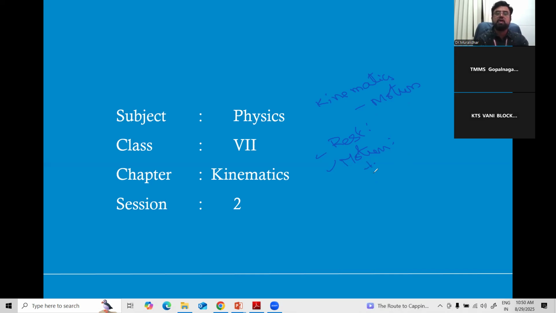Then we saw there are various types of motions, like translatory motion, rotatory motion, vibratory motion, circular motion, random motion, and many other types, which we discussed with various examples. So these are the things we did in the last class.